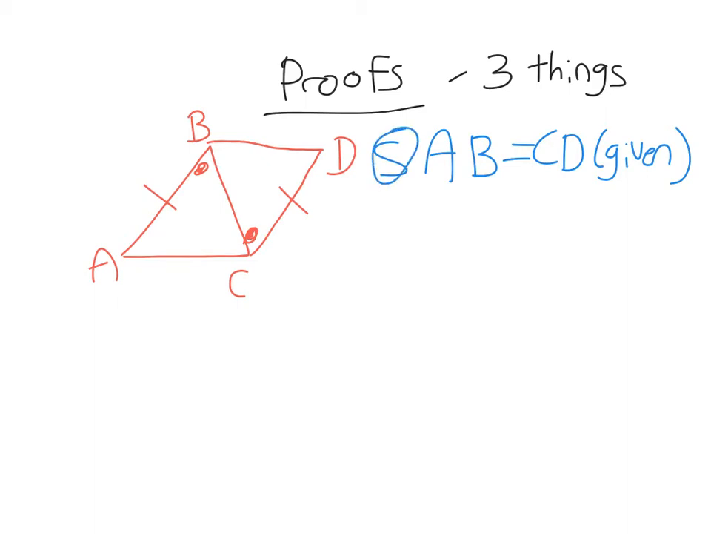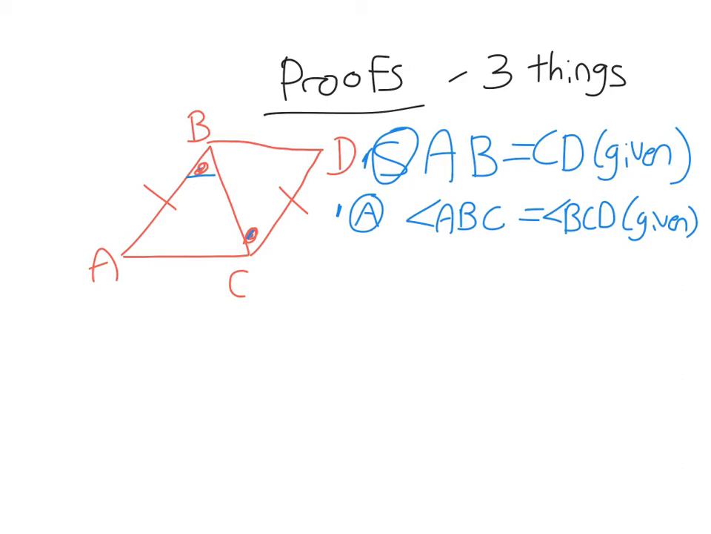Then the next one I'm going to do is this angle and this angle. Again, it's just told to me. This angle here happens to occur at B, so B goes in the middle. So I call it angle ABC. That is equal to this angle, which is angle BCD. Again, that was just told to me, given. So that's my A. So I've got 2 things that I've shown, 2 pairs of equal things.